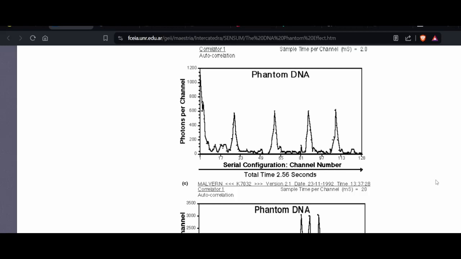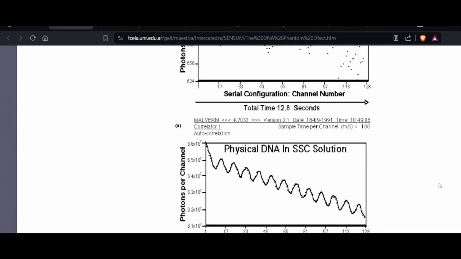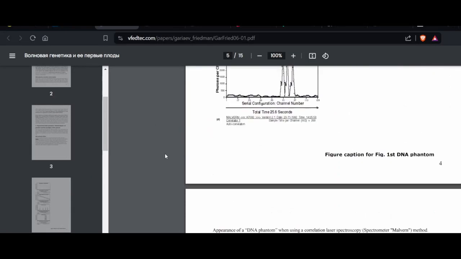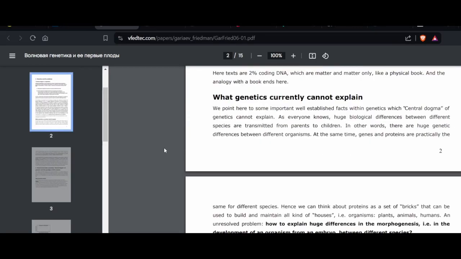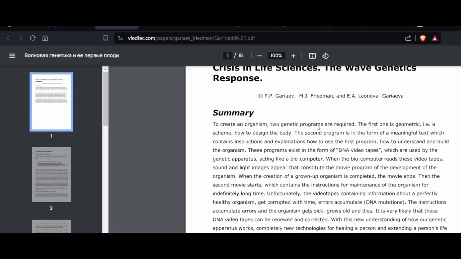So this is the data that was collected just on a graph, which is pretty cool. But if we go over to this paper here, let me just scroll back up to the top. I had the cool part. So it's a paper called Crisis in Life Sciences, The Wave Genetics Response by Dr. Garyaev, Friedman, and Leonova-Garyaeva. So this was their paper where they published their findings about the phantom effect.